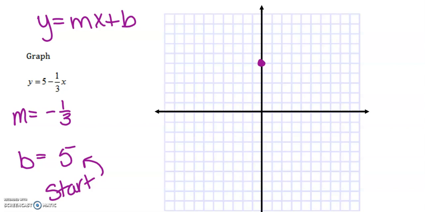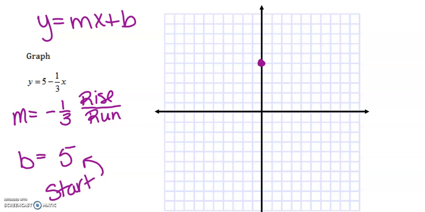And then from that point, we're going to count slope. So remember, slope is always the rise over the run. So as we rise 1, we're going to run 3. Now we want to end up with a negative slope.